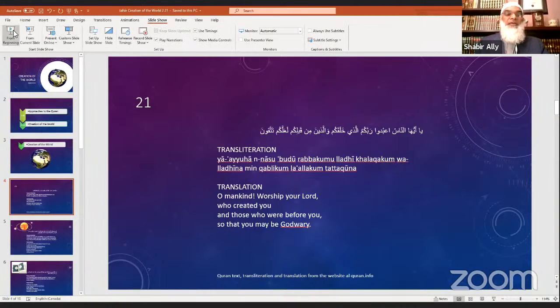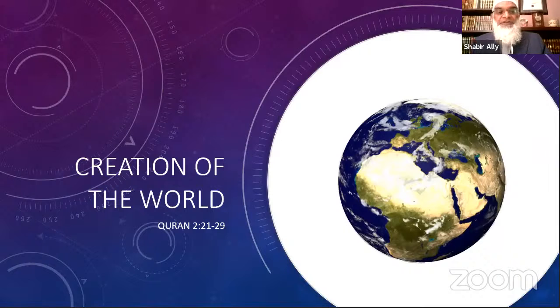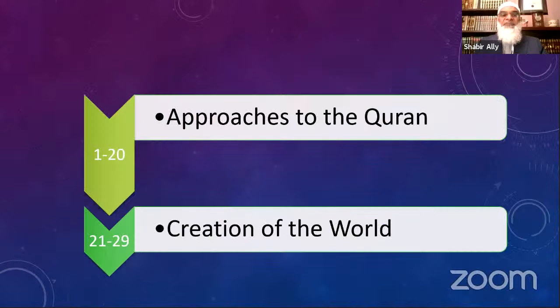from the beginning. Okay, so here we are. Creation of the world. We're looking at Surah Al-Baqarah, the second chapter of the Quran, the 21st verse to the 29th verse. So these verses deal with the creation of the world. We need to see where this fits within the larger discourse that we have been conducting over the last couple of weeks. So here it is.